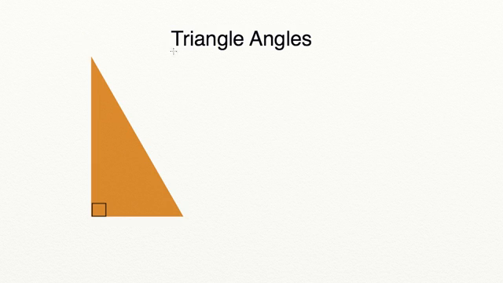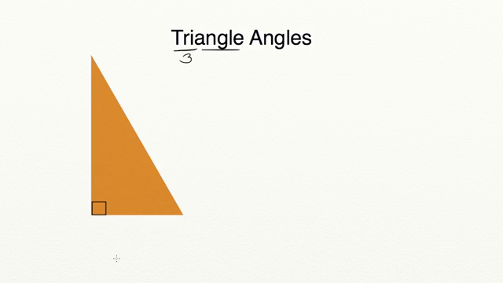If we look at the prefix of the word triangle, we have tri, which means three. So a triangle has three angles. And those are the three angles that we are going to add to equal 180 degrees. Here, let me show you.